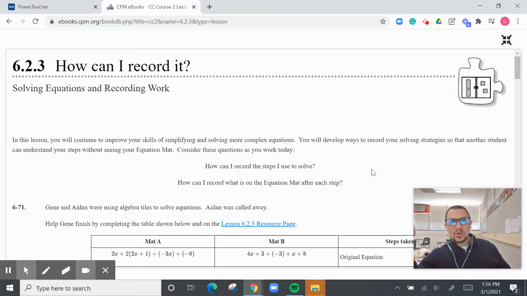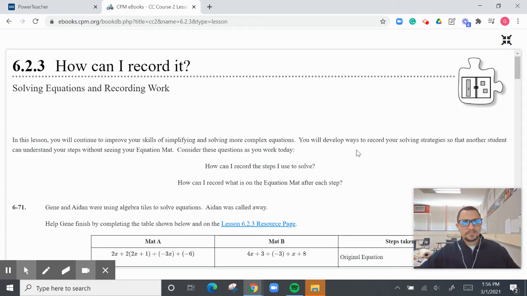How can I record it? Basically, how can we record our work? Because I know that some of us have trouble showing our work and recording our work, and this is a perfect lesson for us to talk about the idea of showing work, why we show our work, the reasons behind it, and also how to.